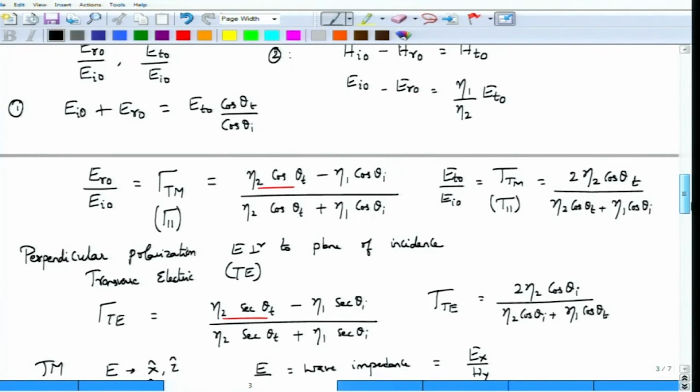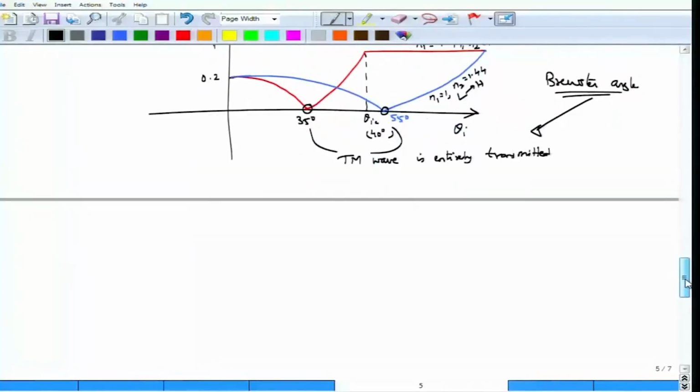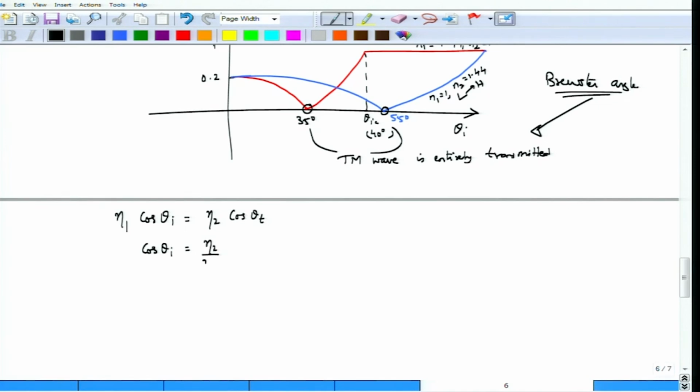Now when will the magnitude of the reflection coefficient go to 0? When this expression for gamma TM goes to 0, which means that eta 2 cos theta t must be equal to eta 1 cos theta I. So you have eta 1 cos theta I equals eta 2 cos theta t, but I already know the relationship between cos theta I and cos theta t, because cos theta I is eta 2 by eta 1 cos theta t, which can also be written as square root of mu 1 epsilon 1 by mu 2 epsilon 2 cos theta t, but we have already said that mu 1 is equal to mu 2 typically, therefore this is nothing but square root of epsilon 1 by epsilon 2 cos theta t.